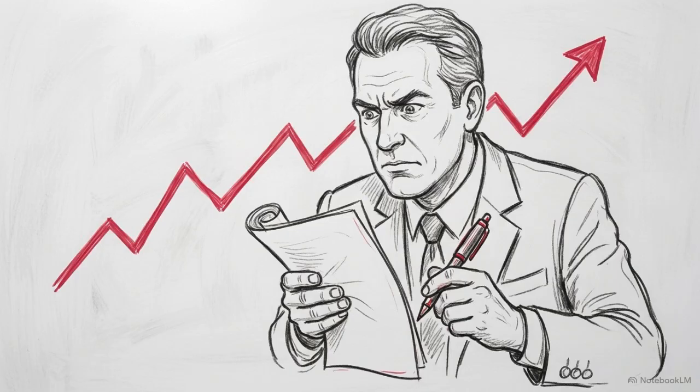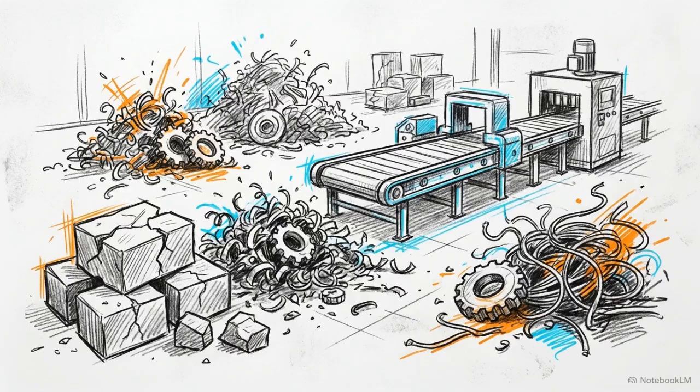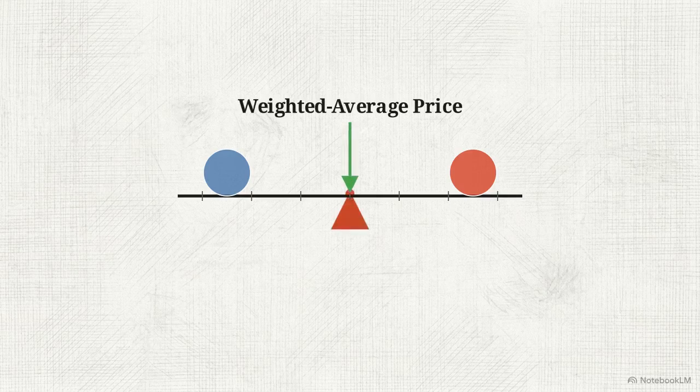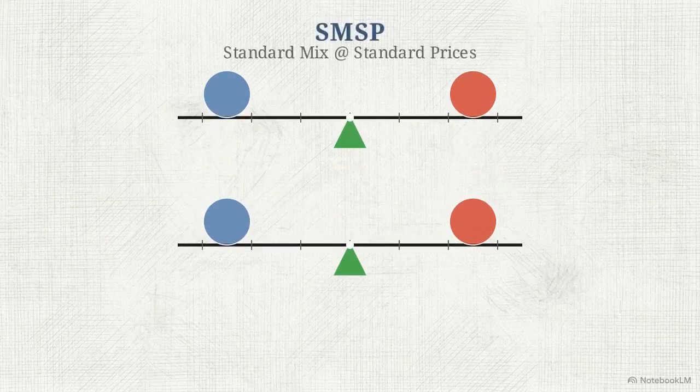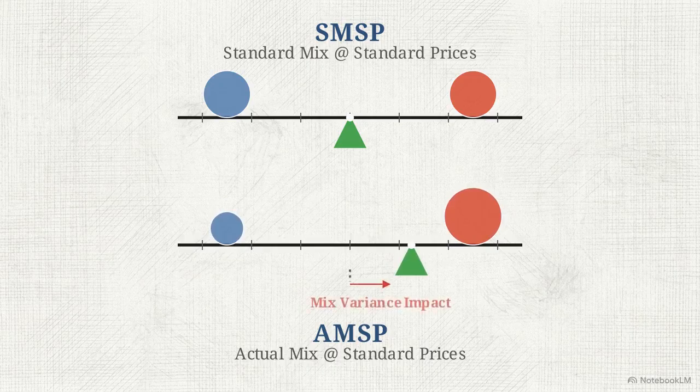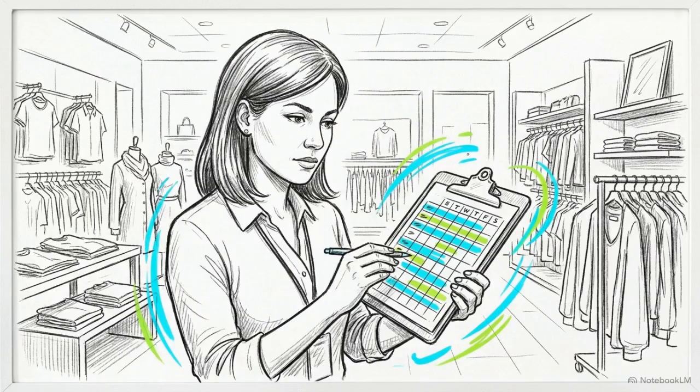Because without separating mix from yield, controllers cannot accurately diagnose whether a massive cost overrun was caused by an aggressive purchasing decision or excessive physical waste on the factory floor. To calculate the isolated impact of a substitution, the framework relies on two precise weighted average prices to act as mathematical pivot points. We define these as the standard mix at standard prices, or SMSP, and the actual mix at standard prices, or AMSP. Consider a retail store budgeting labor for the upcoming month.